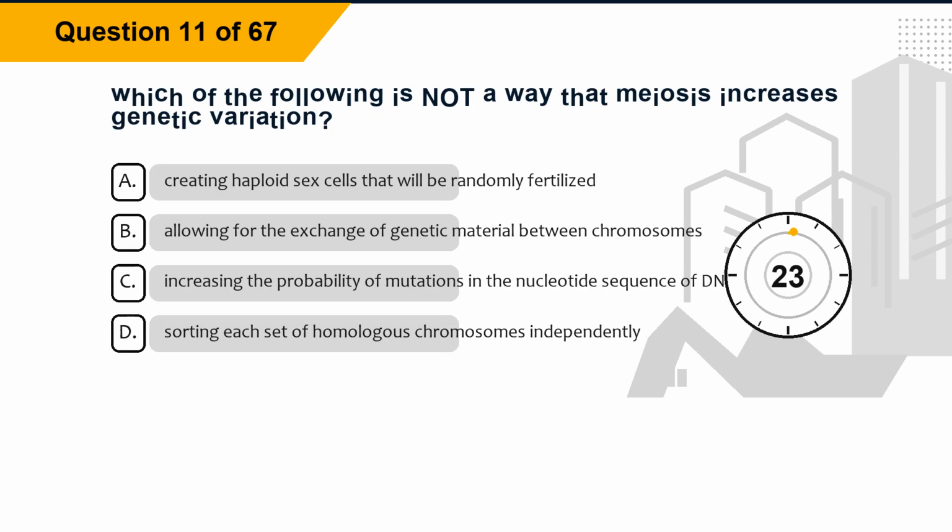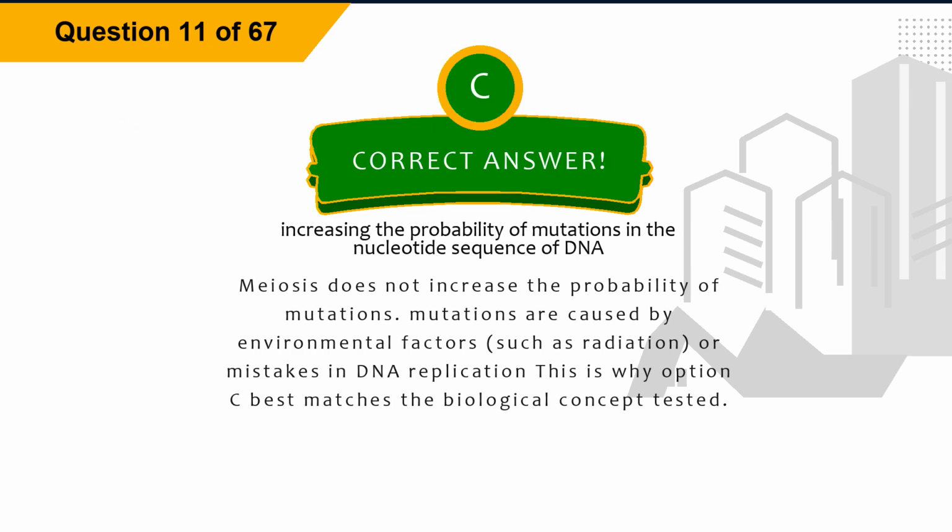Question 11. Which of the following is not a way that meiosis increases genetic variation? Option A, creating haploid sex cells that will be randomly fertilized. Option B, allowing for the exchange of genetic material between chromosomes. Option C, increasing the probability of mutations in the nucleotide sequence of DNA. Option D, sorting each set of homologous chromosomes independently. The correct answer is option C, increasing the probability of mutations in the nucleotide sequence of DNA.